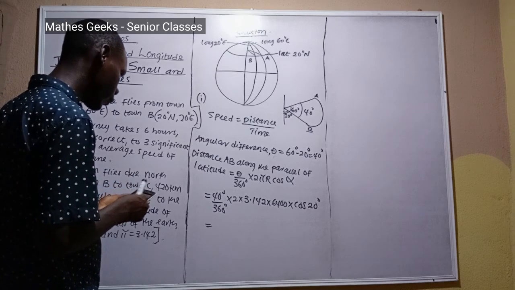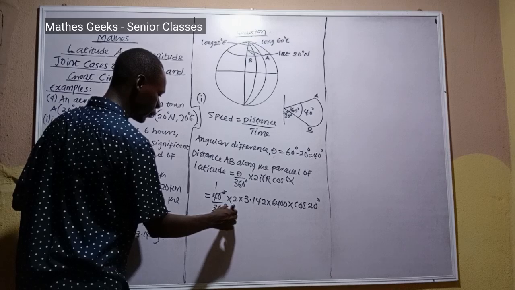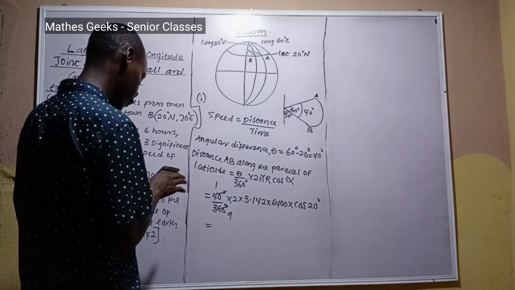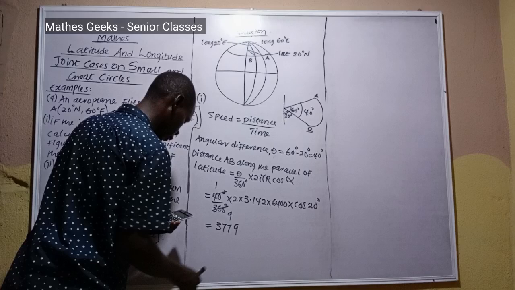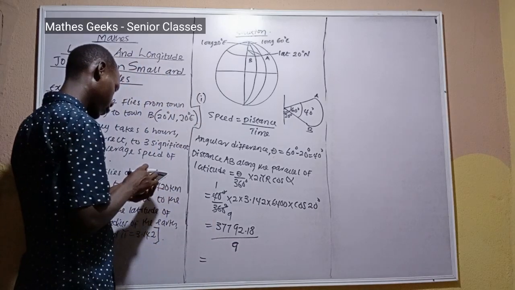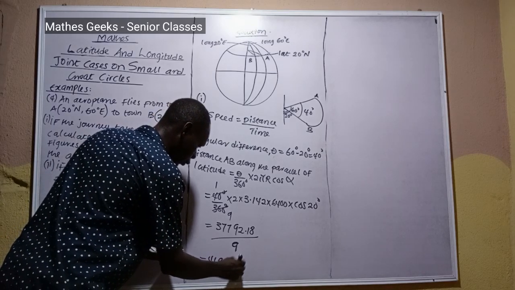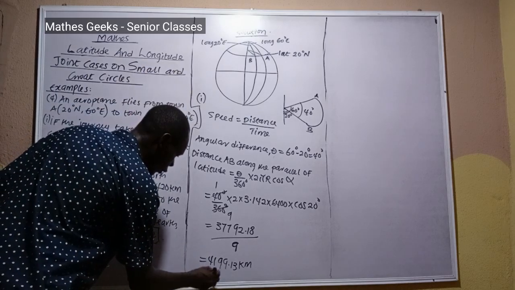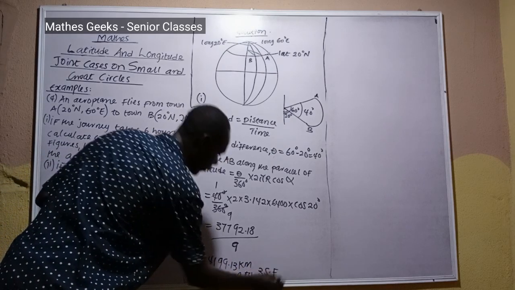So 40 here 1, 40 here 9. So 2 times 3.142 times 6,400 times cos 20 is 37792.18, divided by 9, gives 4199.13 kilometers. Corrected to 3 significant figures, that will give us 4,200 kilometers.